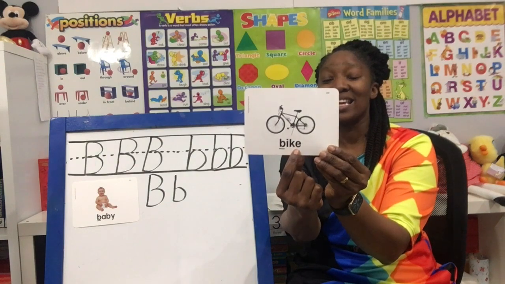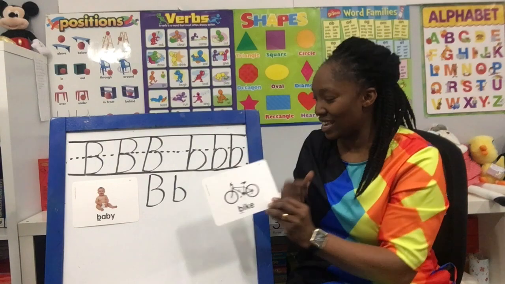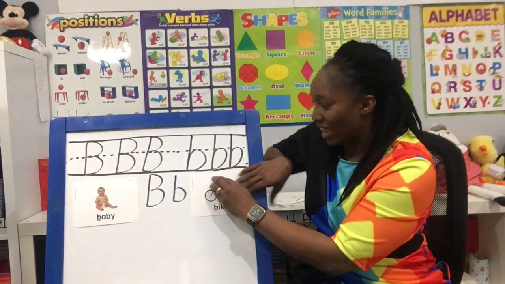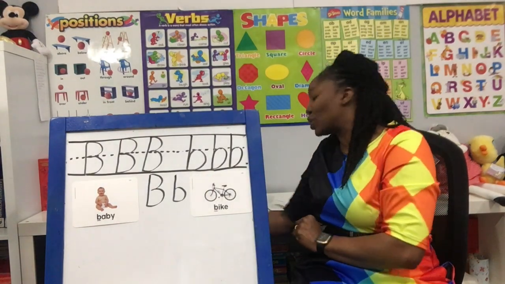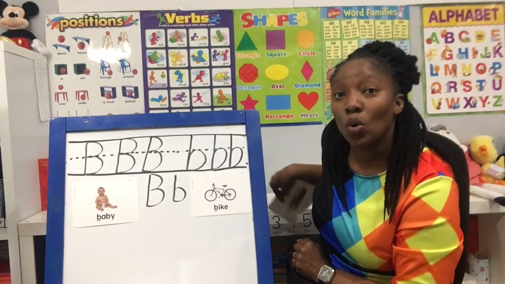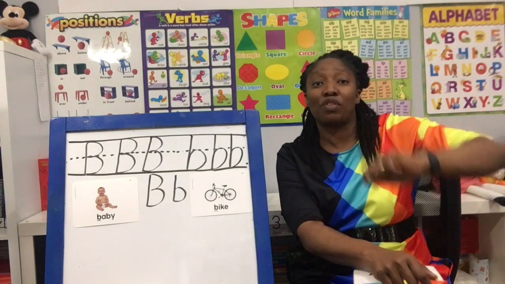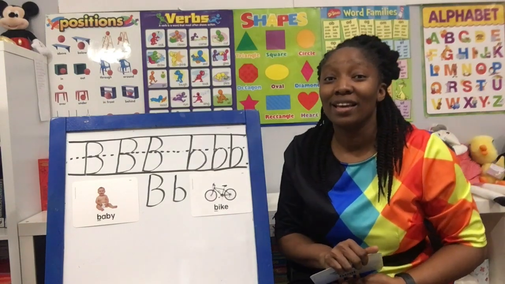Bike. Now that is a silent E. Bike. Silent E. Right, we're gonna put it right there. Okay, I have two more pictures. I have a picture that goes on the river and people go in it and sometimes they can fish from it. Starts with a B.